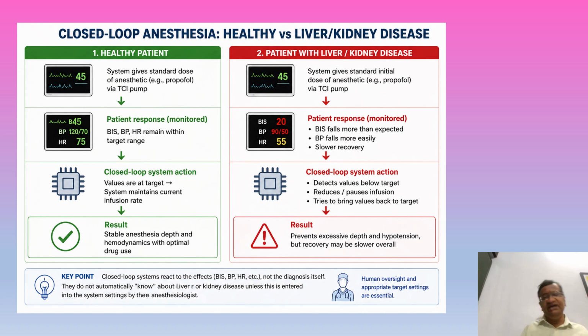Now we have a patient with a liver disease. We have a patient with kidney disease. What happens? A healthy patient is given propofol. The patient responds, the closed loop values are activated, stable anesthesia dips, BP is wanted.